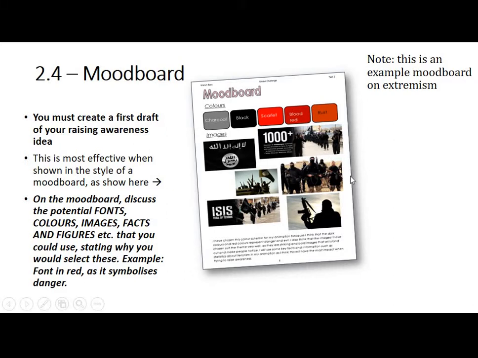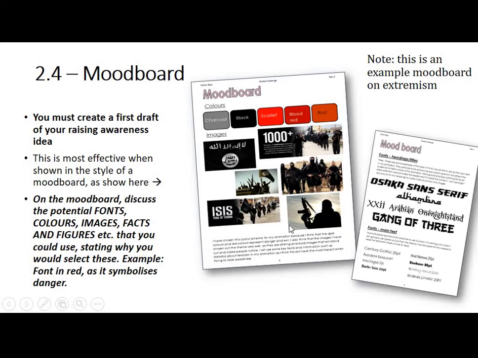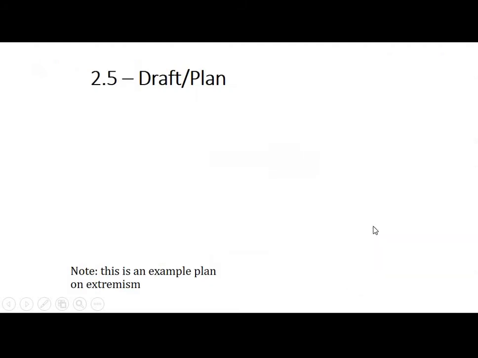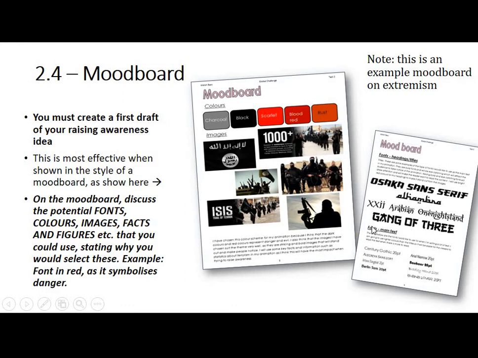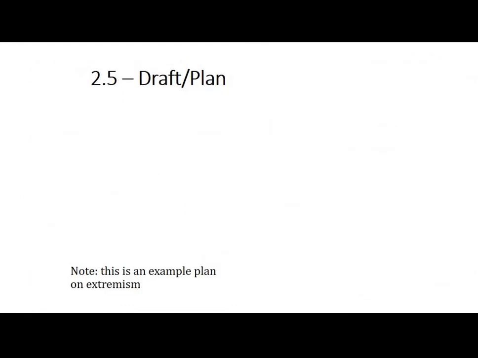Now you can see here on my example, this is an example mood board on extremism and terrorism. They've just simply put across the top, all the colours that they might use, all the images, and they've put a justification paragraph there as well. Similarly, they've done the same here with the fonts. Once you have completed that task, which should take roughly about 10 minutes, you're on to your draft or your plan.